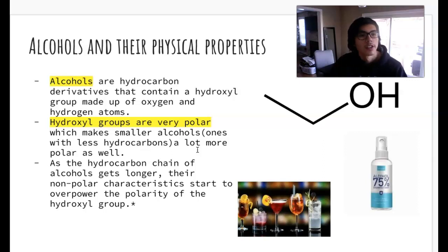Now, as the hydrocarbon chain of alcohols gets longer, their nonpolar characteristics start to overpower the polarity of the hydroxyl group. So this means alcohols with larger parent alkynes such as octane or heptane will have a harder time dissolving in water than those alcohols with smaller parent alkynes.